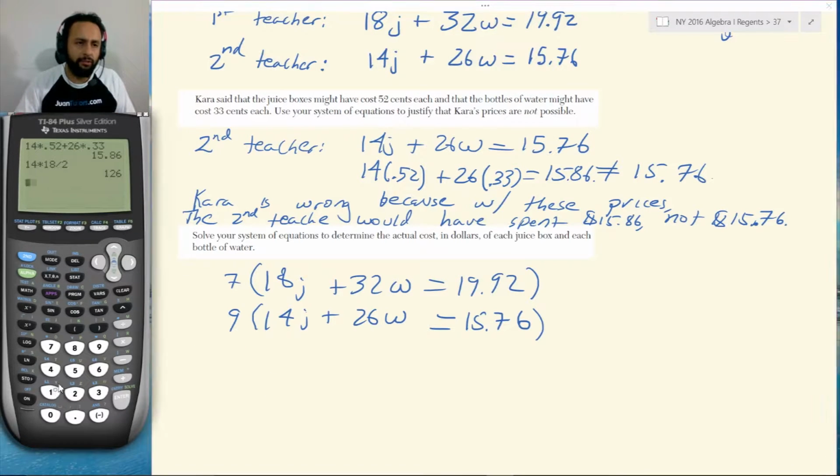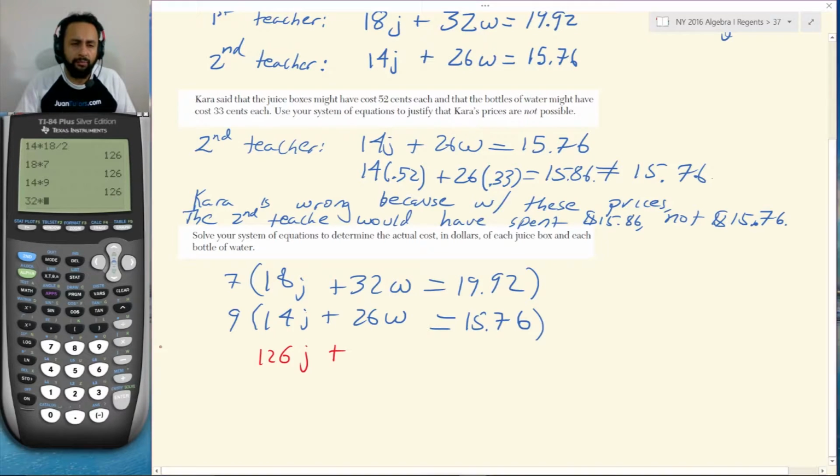18 times 7 should be 126, right? And then I also get 14 times 9. If you don't understand how I chose the numbers 7 and 9, you can always choose the coefficients. Multiply the first line by the second coefficient of j, and multiply the second line by the first coefficient of j. That removes the need to think of what the least common multiple should be, which is 126. So 126j plus, let's see, 32 times.